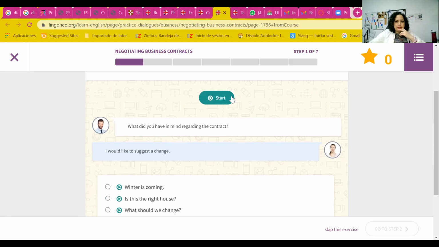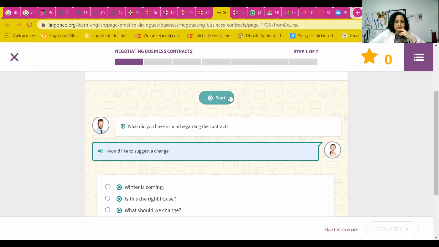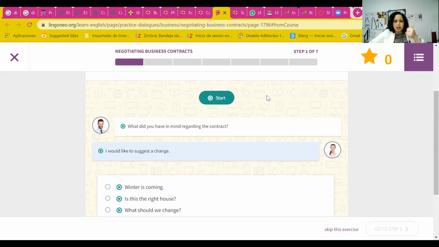And next one. What did you have in mind regarding the contract? I would like to suggest a change. What did you have in mind regarding the contract? I would like to suggest a change. Winter is coming. Is this the right house?